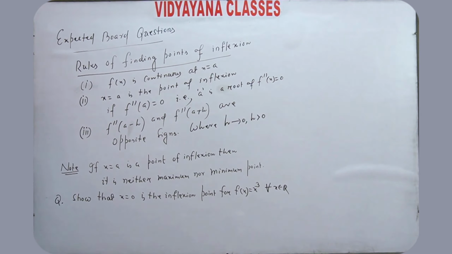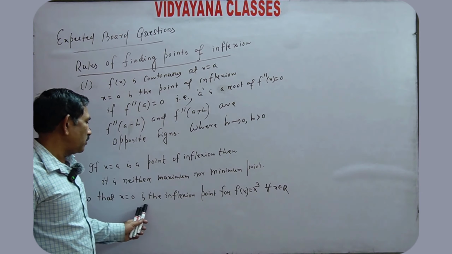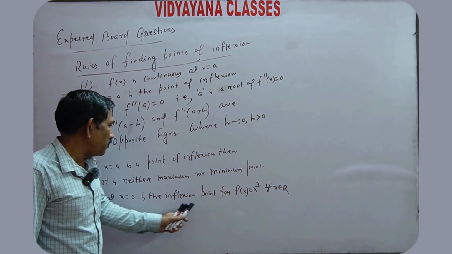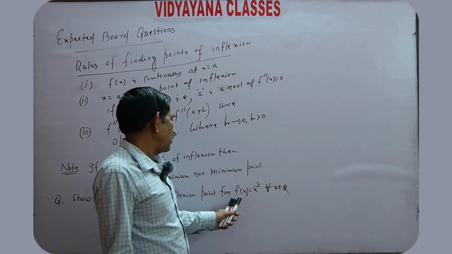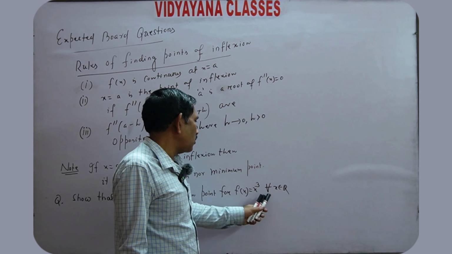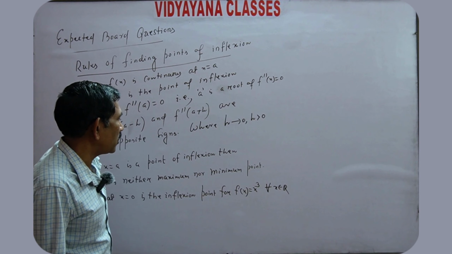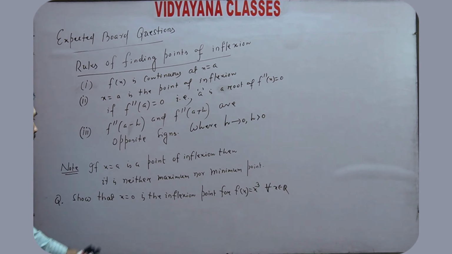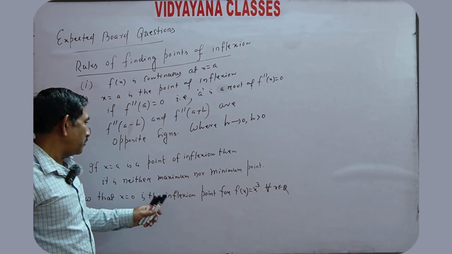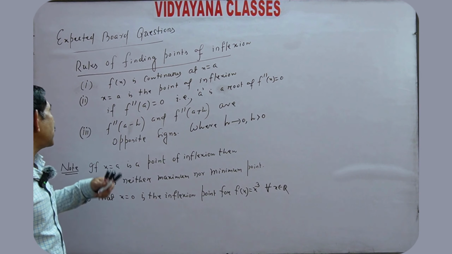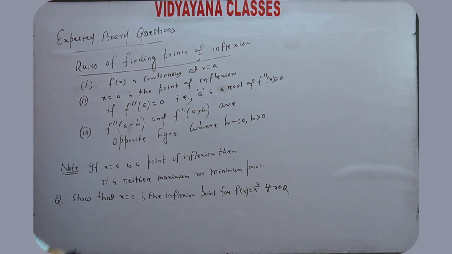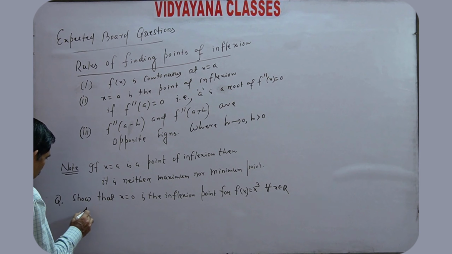Clear? So show that x equal to 0 is the inflection point for f(x) equal to x cube for all x belongs to R. If x equal to 0 is an inflection point, it satisfies the above three conditions. Clear? Answer.